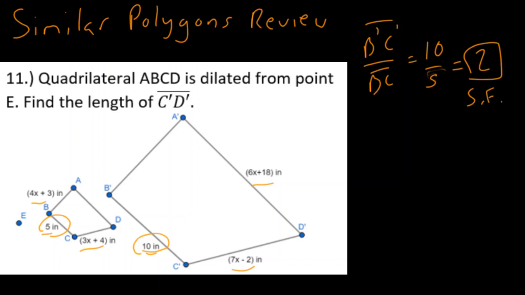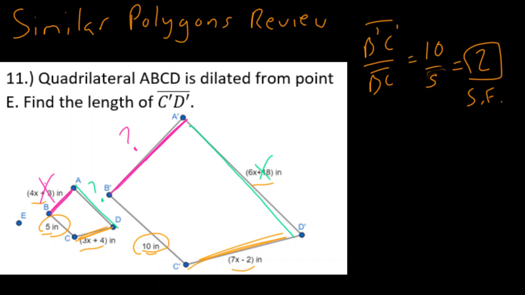It's 2. Now the next thing we have to do is set up the expressions to their corresponding sides. Notice, I'll do this in purple, AB corresponds to A prime B prime. Is there any sort of expression there? No, so we can't use that to find our missing side. Let's use this nice green color, AD corresponds to A prime D prime. Well, there's no expression there, so we can't use that one. The only place that we can use our corresponding expressions are on CD and C prime D prime.